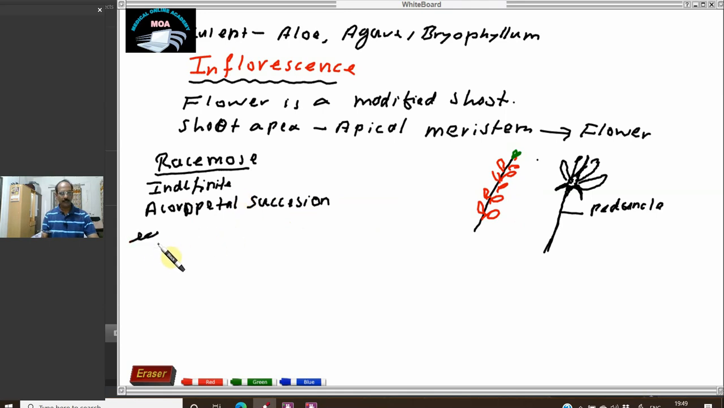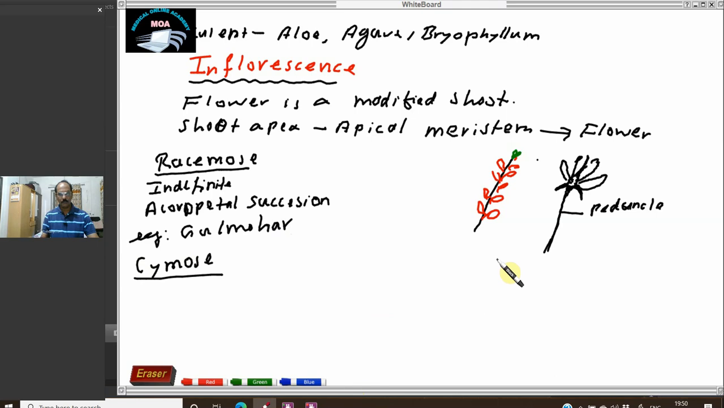A very good example for the racemose inflorescence is the gulmohar, gold mohur. So that is a good example for the racemose inflorescence. Then another type of inflorescence is known as the cymose inflorescence. So what is a cymose inflorescence?